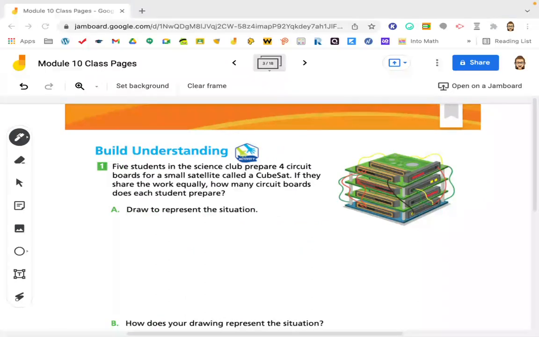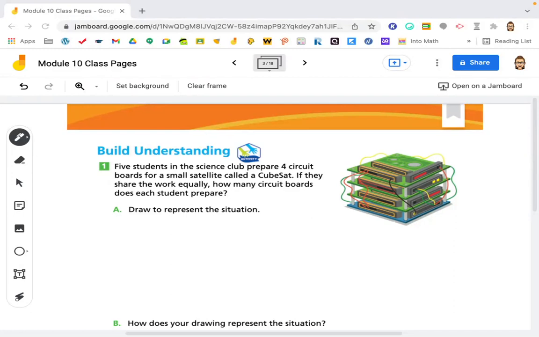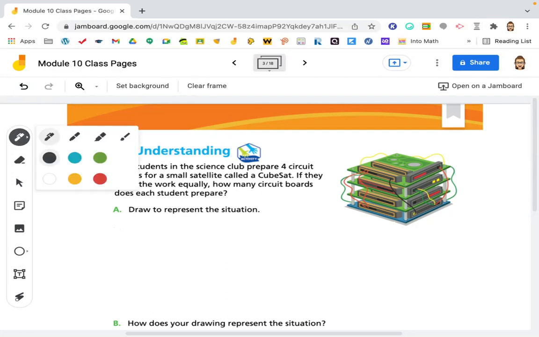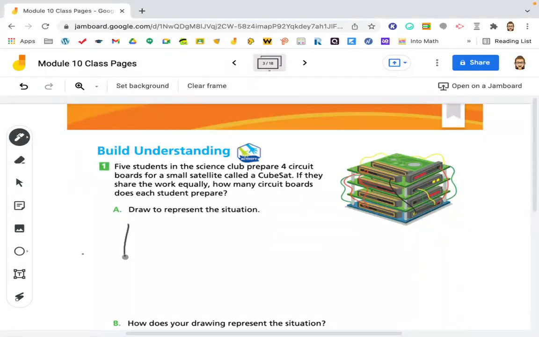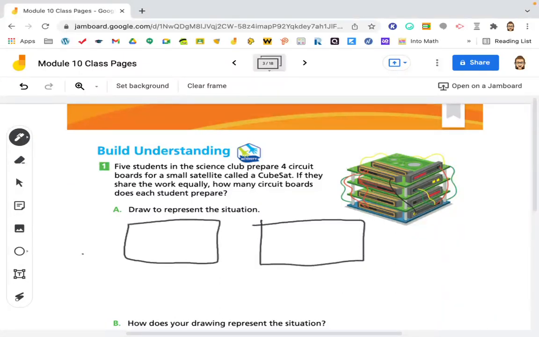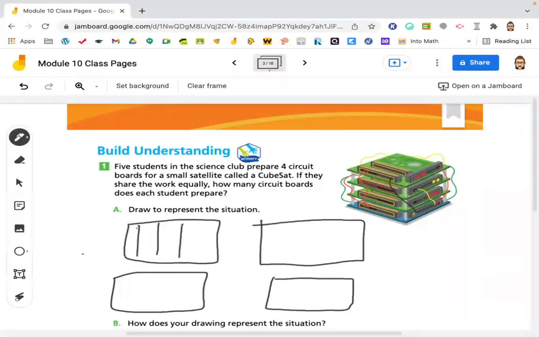So now it says 5 students in a science club prepare 4 circuit boards for a small satellite called a CubeSat. If they share their work equally, how many circuit boards does each student prepare? Draw to represent the situation. Well, if we have 4 circuit boards, 1, 2, 3, 4, and I divide each one into fifths.